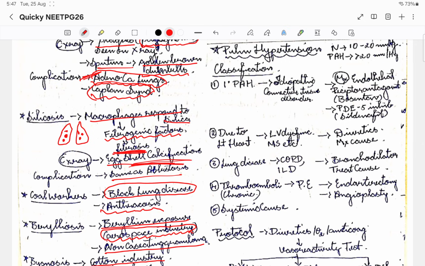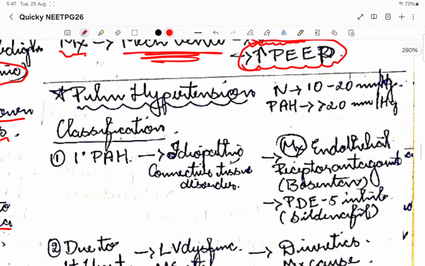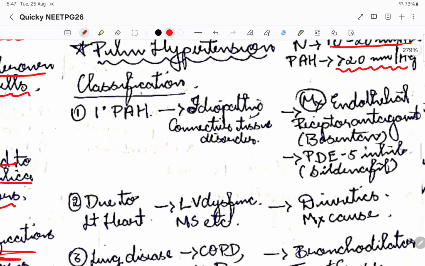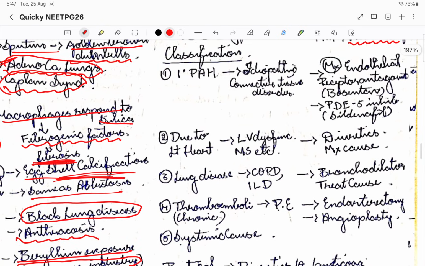It is a complication of any restrictive lung disorder. Normally the pulmonary arterial pressure will be 10 to 20 mmHg. If it is more than 20 mmHg, it is going to be pulmonary arterial hypertension. So the classification is basically based on etiology. The first is primary pulmonary arterial hypertension, and the second one is due to left heart failure. The third one is due to lung disorders. The fourth one is thromboembolism, and other systemic causes is the fifth one.